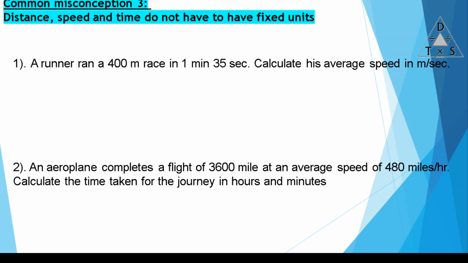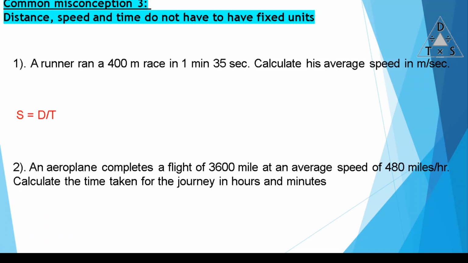Going to common misconception 3: distance, speed, and time do not have fixed units. So it's important for us to look at the units that are given in the question and the units that are expected in the answer. The misconception before was about fractions and decimals, but this one is mainly about units. The first question has 400 meters in 1 minute 35 seconds. But the question asks to calculate his average speed in meters per second, which means step number 1, we need to change the 1 minute 35 seconds into seconds.